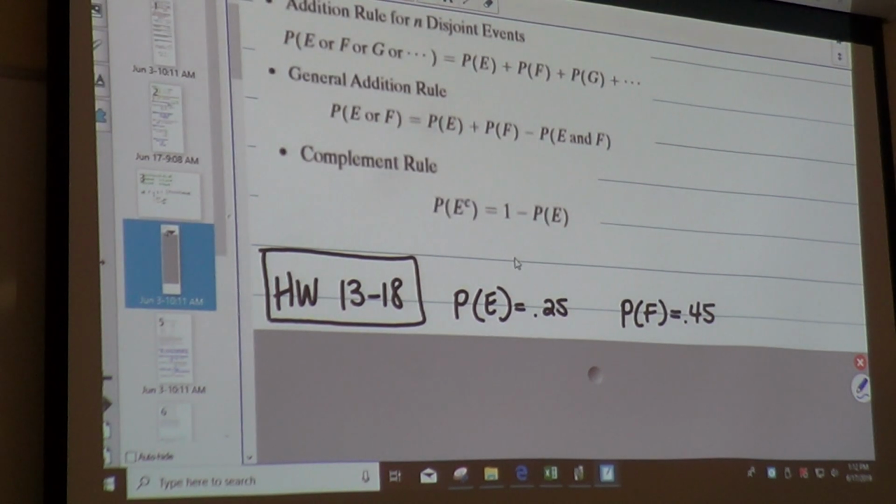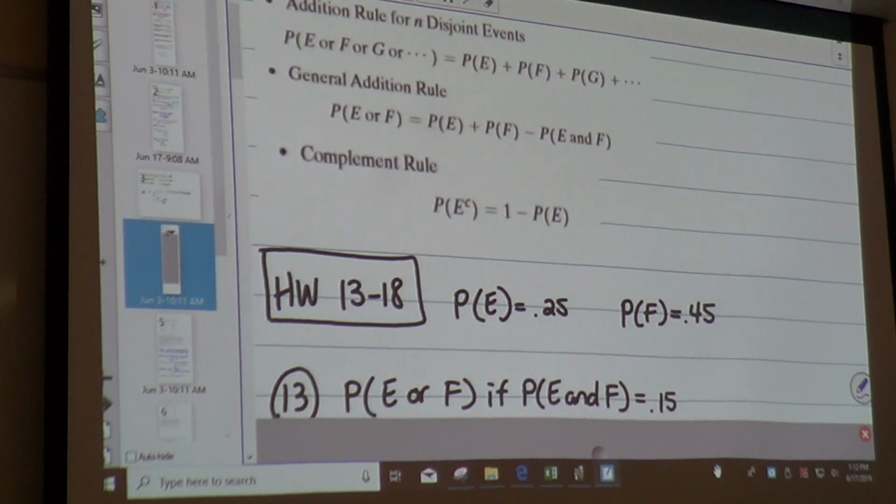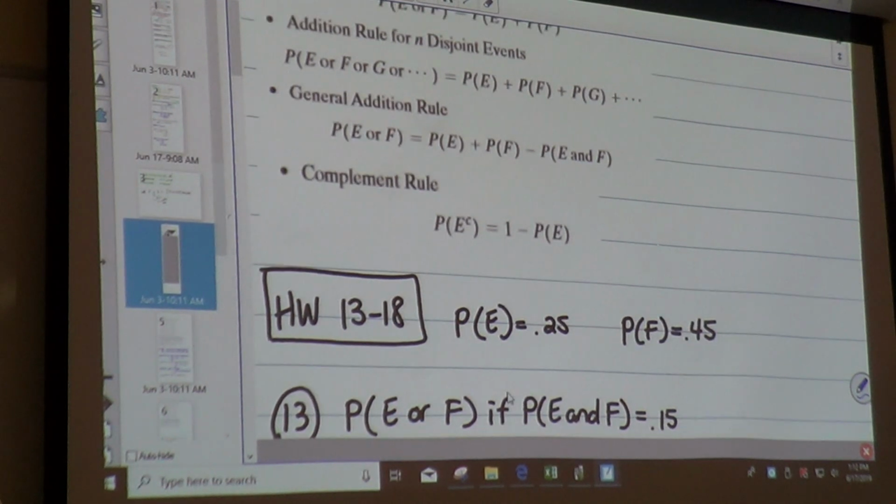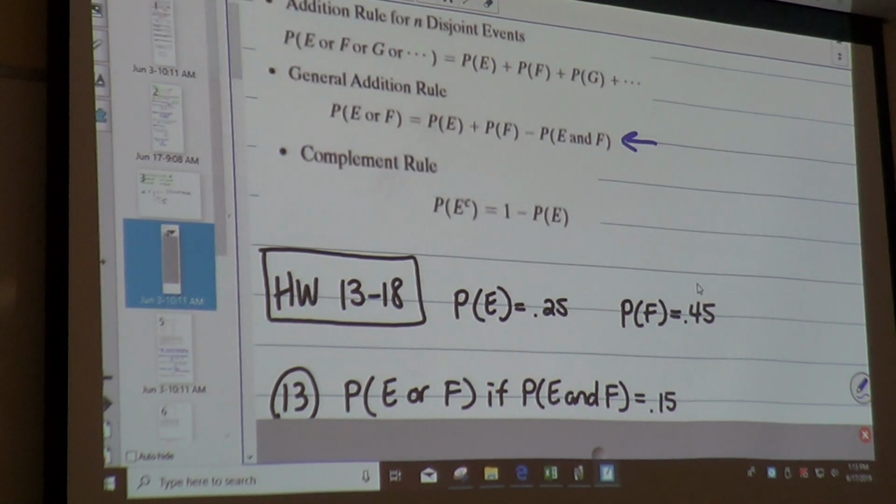Now, in the directions, they tell you what P(E) is, the probability of event E, and the probability of event F. And they're doing a P(E or F). So we're going to be using this one just in case there's any overlap. If I use that formula, they told me what that is. That is 0.25. They told me what that is. That is 0.45. They told me that P(E and F) is 0.15. They want to know what is that.